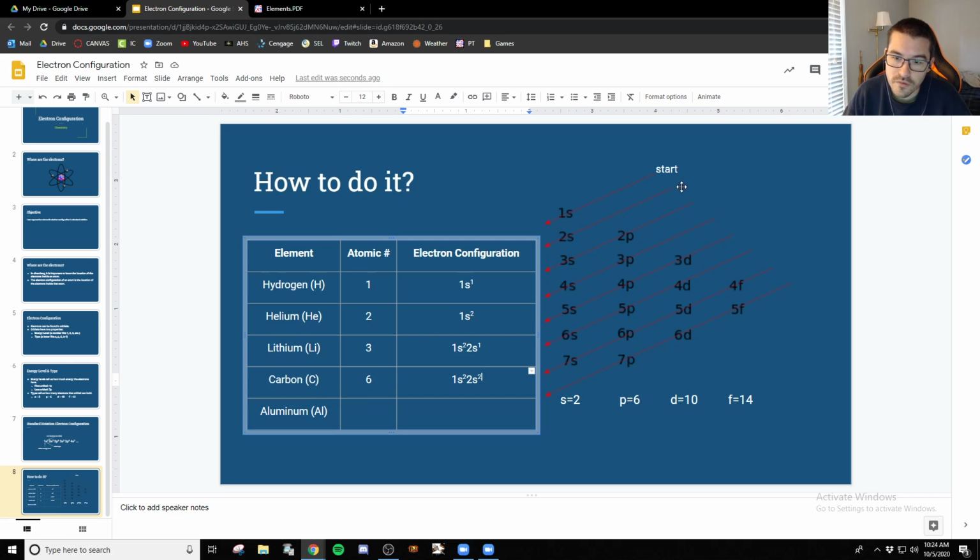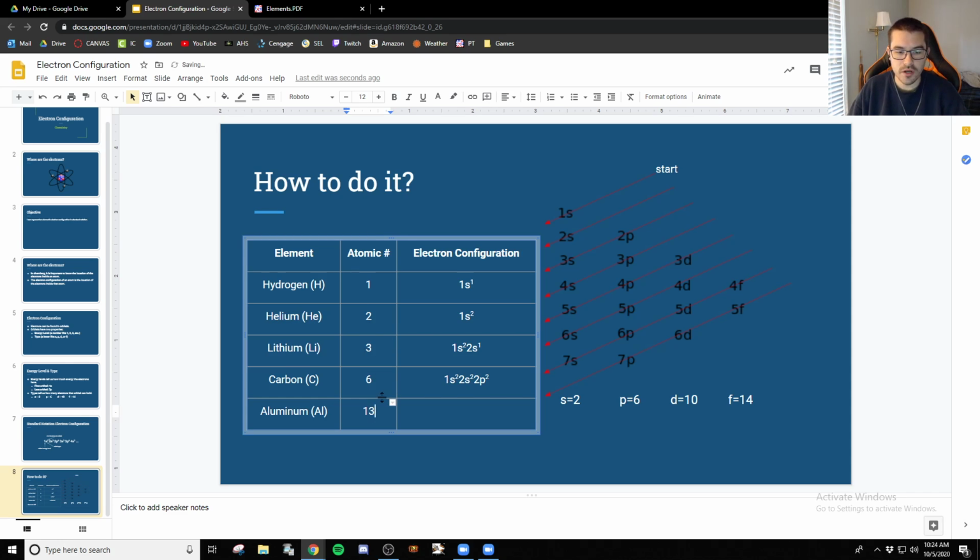So it's 1s, 2s, 2p. That is the next place I get to, and like I said before, we have 2 electrons there. All right, these little numbers should add up to our number of electrons, or our atomic number.